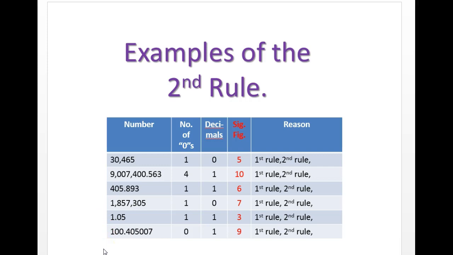Here we have some zeros. We have 5 zeros, and then four numbers. So together they come up to be 9 significant places. Okay? So here it is. Rule number two. Remember, rule number two and number one, they work together sometimes.